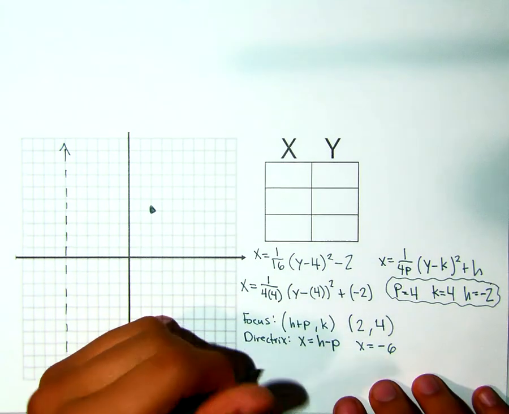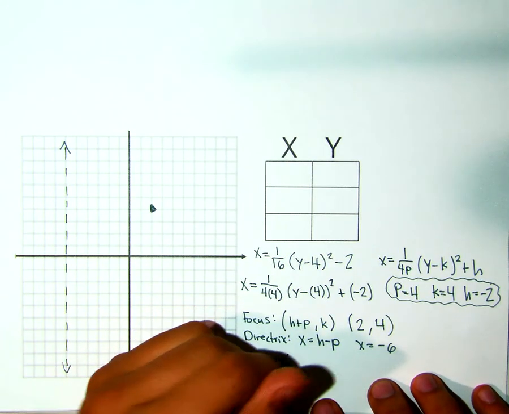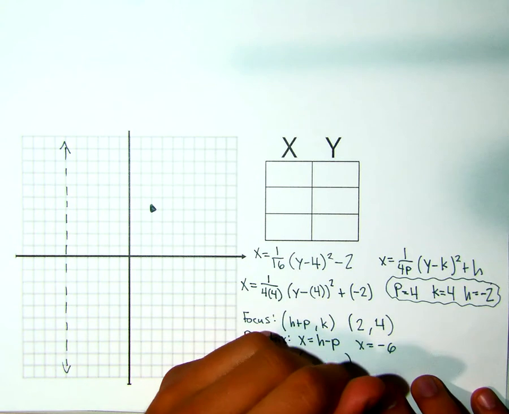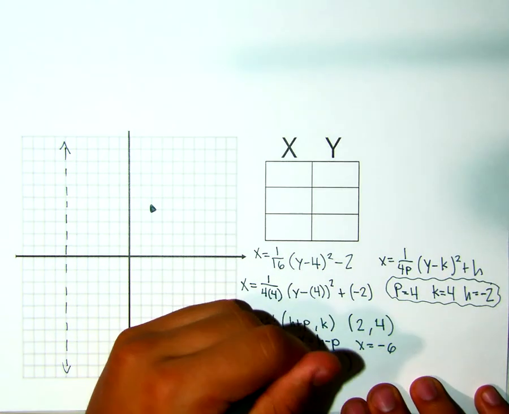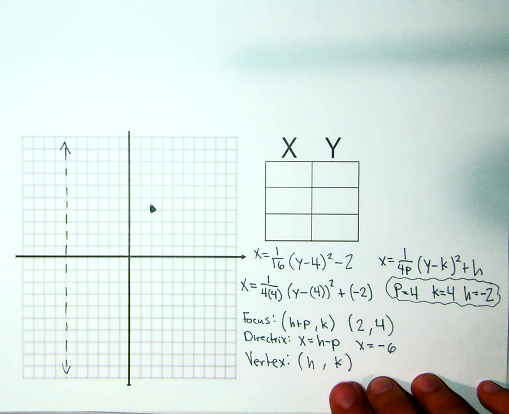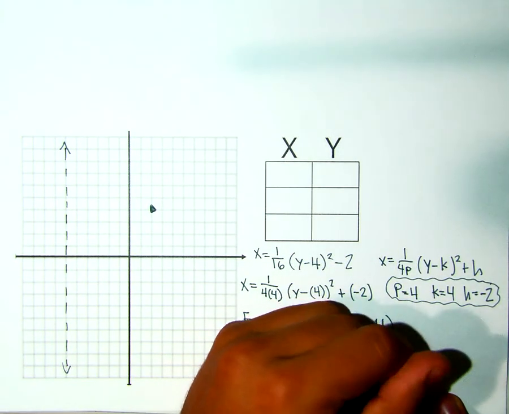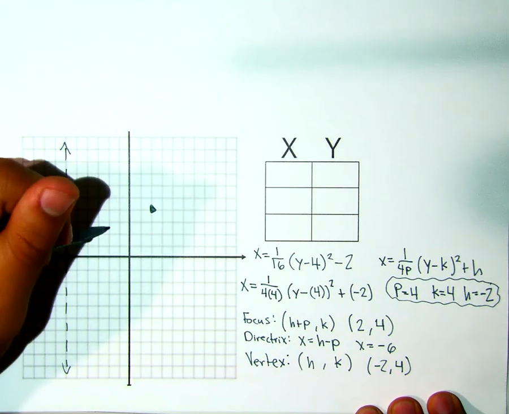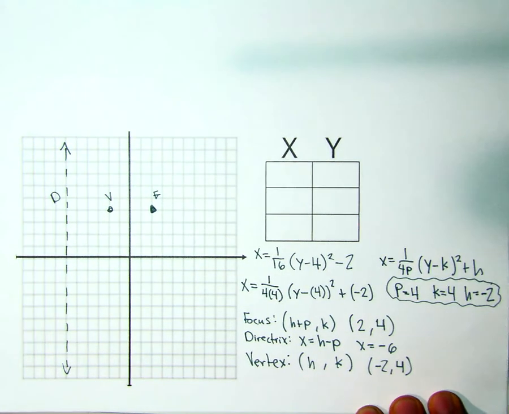Now, do you guys know the standard form for a vertex? I'll give you a hint. It involves H, K. What do you guys think it is? Yes. The standard form for a vertex is (h, k). So we already know what our vertex is. Our h was negative 2. Our k was 4. So we can plot our vertex. This is the vertex. This is the focus. This is our directrix.